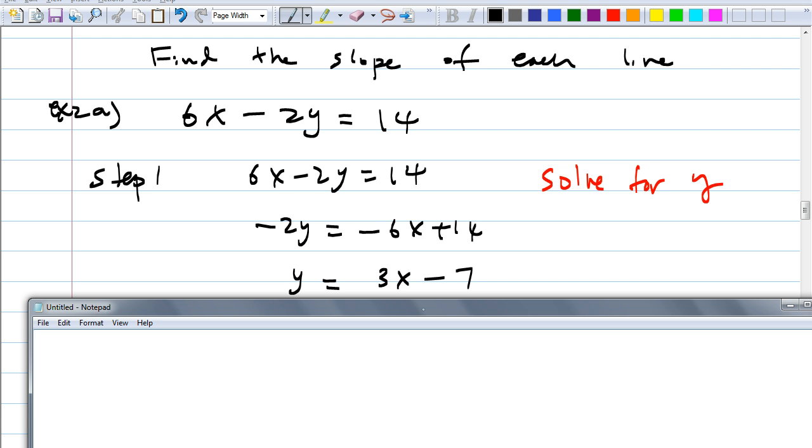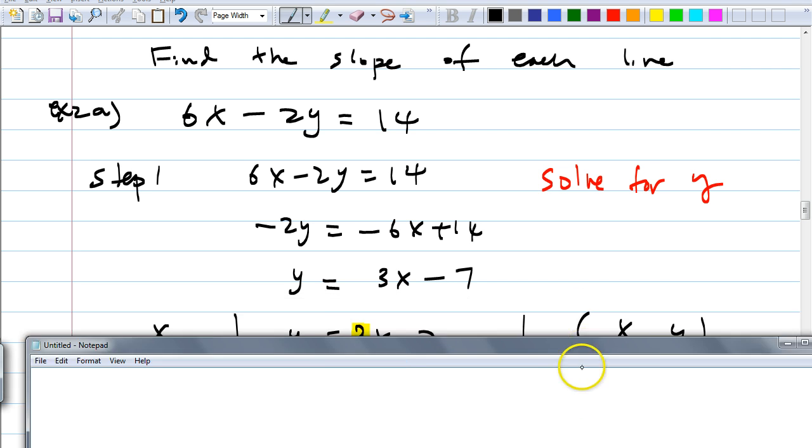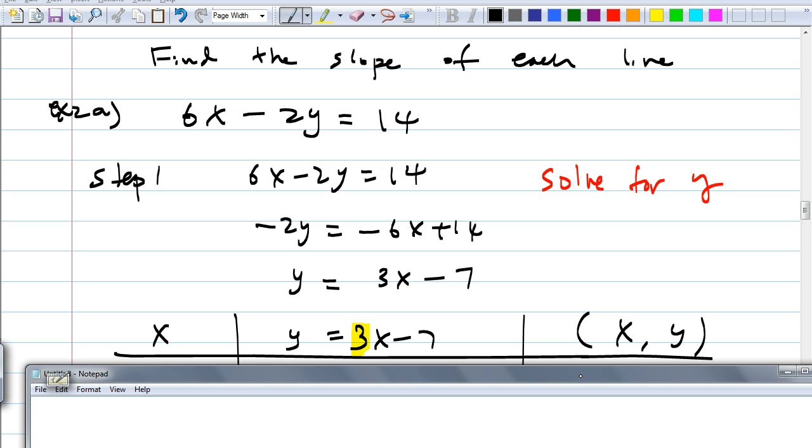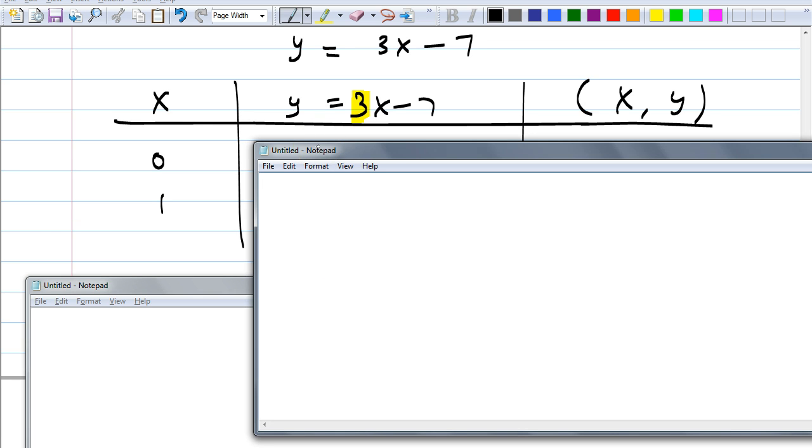And so once you do this, you make a table. What's the easiest point to plug in, guys? Again, 0. And what's the next easiest point? 1. Okay, go ahead. Everybody plug in 0 and 1. Tell me the 2 points you get, okay? I'll wait for you. Okay, so this is pretty straightforward, this table.